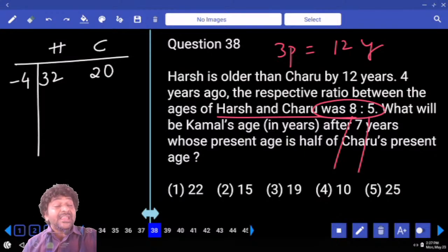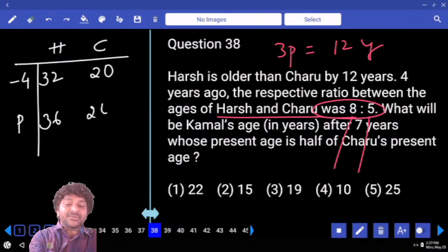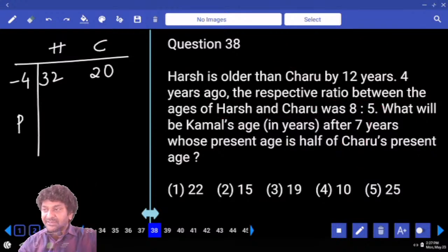Their ages were 32 and 20. Then to get the present age, we have to add 4 years. Then it becomes 36 and 24. Correct? Yes, which is not required, but we'll do that later when it is required.